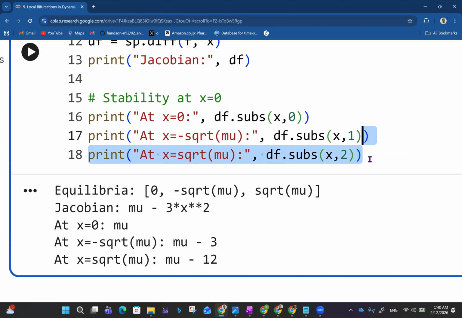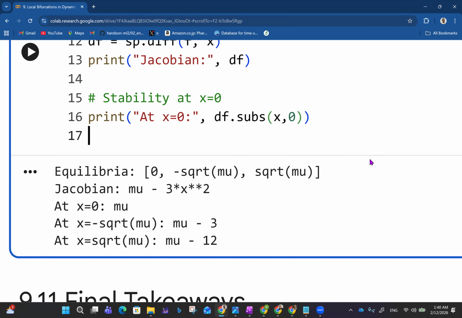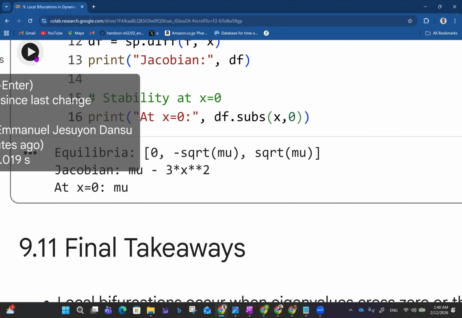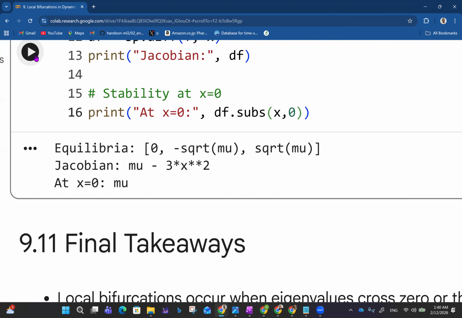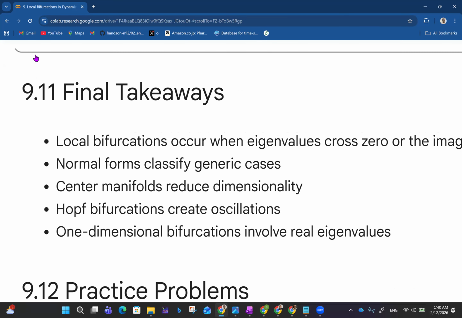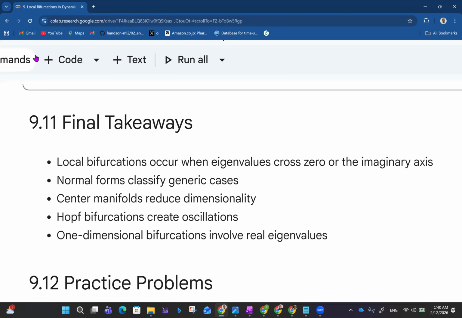Okay, I guess let me just leave this out and keep going. Let's keep it moving, because the equilibrium point will determine what happens in all those places. So at x equals 0, we have mu in short. So final takeaways for that now, we have this.